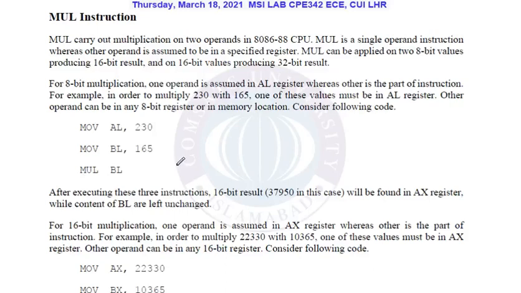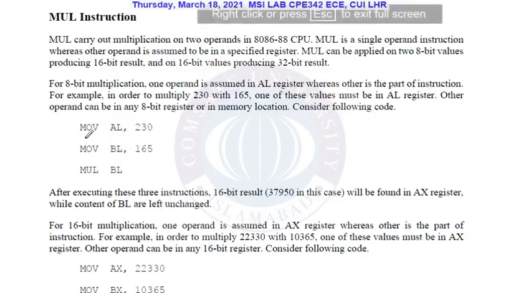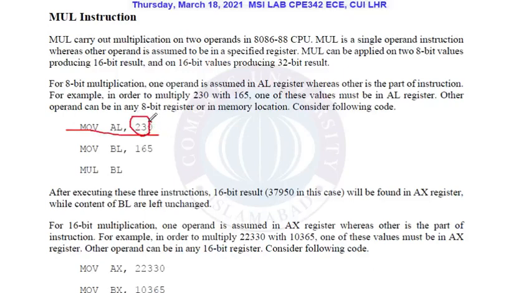Always remember that in case of multiplication, the first operand should be stored in the AL register if you are multiplying two 8-bit numbers. For example, if I want to multiply two 8-bit numbers, I need to place one 8-bit number in the AL register, and the second number will be passed against the multiplication command. For example, here you can see MOV AL, 230, one 8-bit number is stored in the AL register, and the second 8-bit number is stored in the BL register.